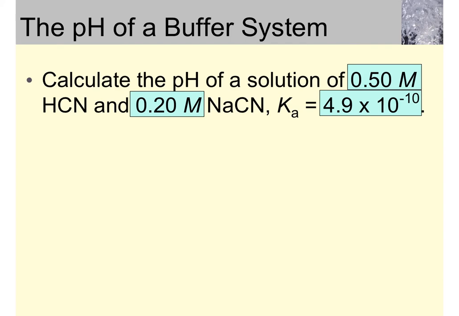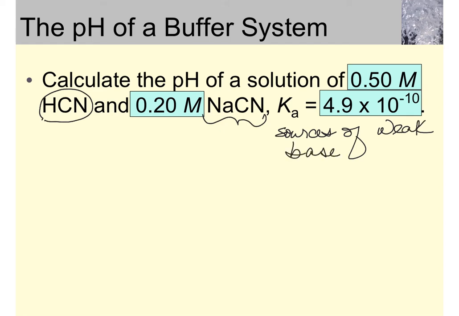So here's a sample problem. So now you just have to be able to identify the weak acid and its conjugate base. I think it's pretty clear here is the weak acid. What may not be so apparent to you is that the sources of weak bases are typically salts. Okay, the sources where we get weak bases from are salts or ionic compounds. What am I talking about?